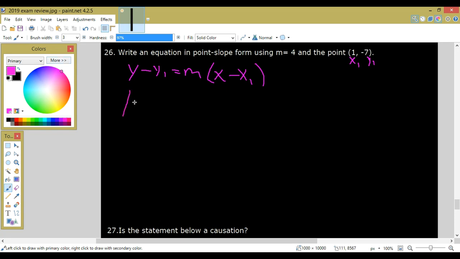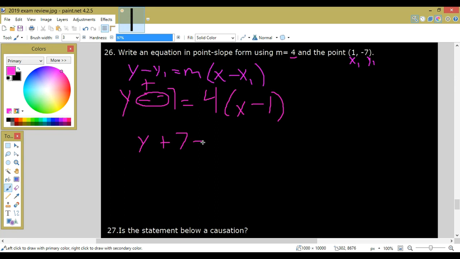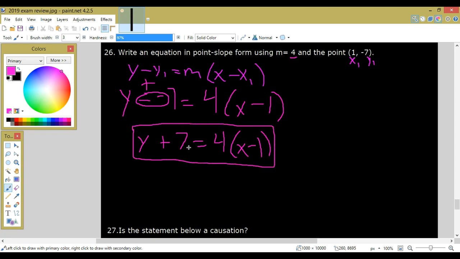Y minus y1, which is -7, equals m, which is 4, times (x minus x1, which is 1). Two negatives make a positive, so let's rewrite this. Y plus 7 equals 4(x minus 1), and that is the point-slope form. Linear equations can have a lot of different point-slope forms, but they can only have one slope-intercept form.